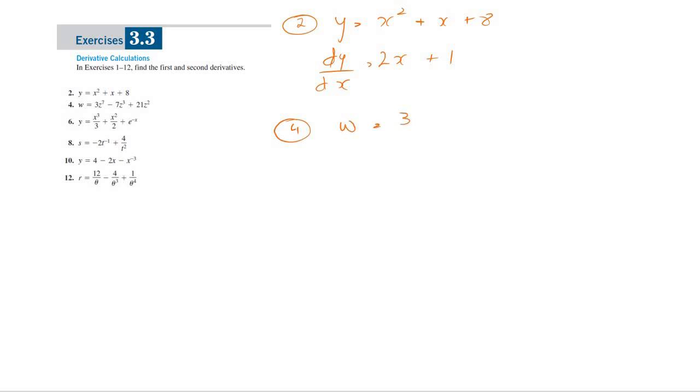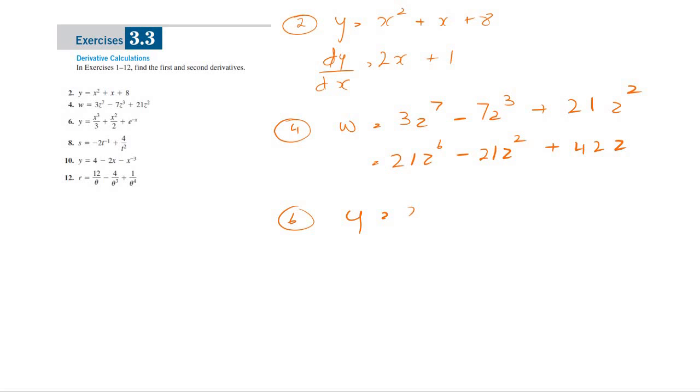Let me do 4. Question number 4. W is equal to 3z^7 minus 7z to the power 3 plus 21z to the power 2. So we multiply the power by the constant, and we subtract 1 from the power, so we get 21 z to the power 6 minus 21 z to the power 2 plus 42 z to the power 1.